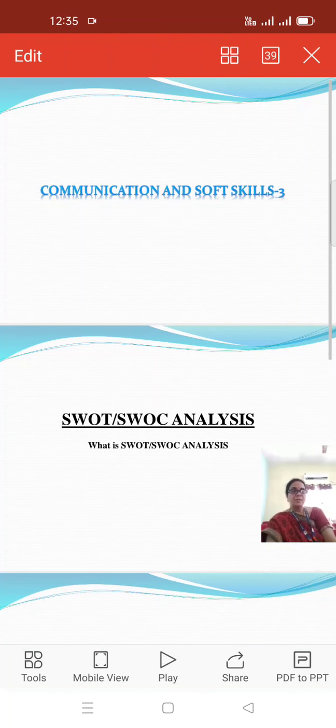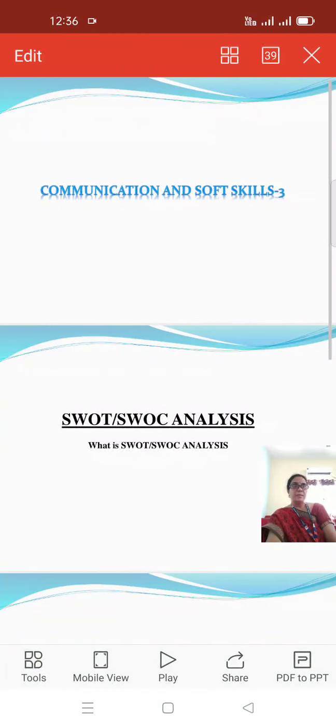Let me introduce the course content for CSS3, which is common to all branches. CSS3 has 5 units: soft skills, paragraph writing, paraphrasing, summarizing, letter writing. The first unit is designed on soft skills, which has positive attitude, body language, SWOT analysis, emotional intelligence and etiquette. The remaining units are mainly designed to improve your writing skills, especially academic and formal writing. They cover paragraph writing, paraphrasing and summarizing, letter writing, resumes and CV and cover letter.